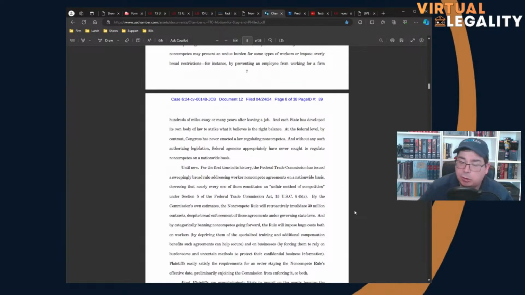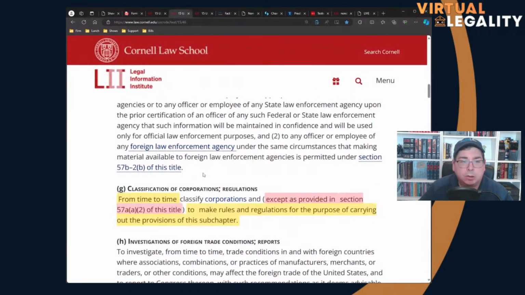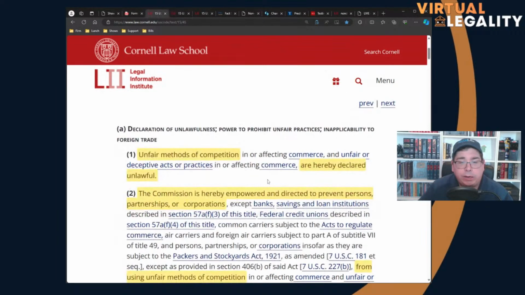And without any such authorizing legislation, federal agencies appropriately have never sought to regulate non-competes on a nationwide basis, right? So you can see where they're going with this. They're going to say that the FTC doesn't have the authority to make a rule of this manner. And that brings us back to looking at Section G here, right? They have the right to make rules and regulations for the purpose of carrying out the provisions of the subchapter. Does that give them the authority to substantively write definitions about what these words mean?